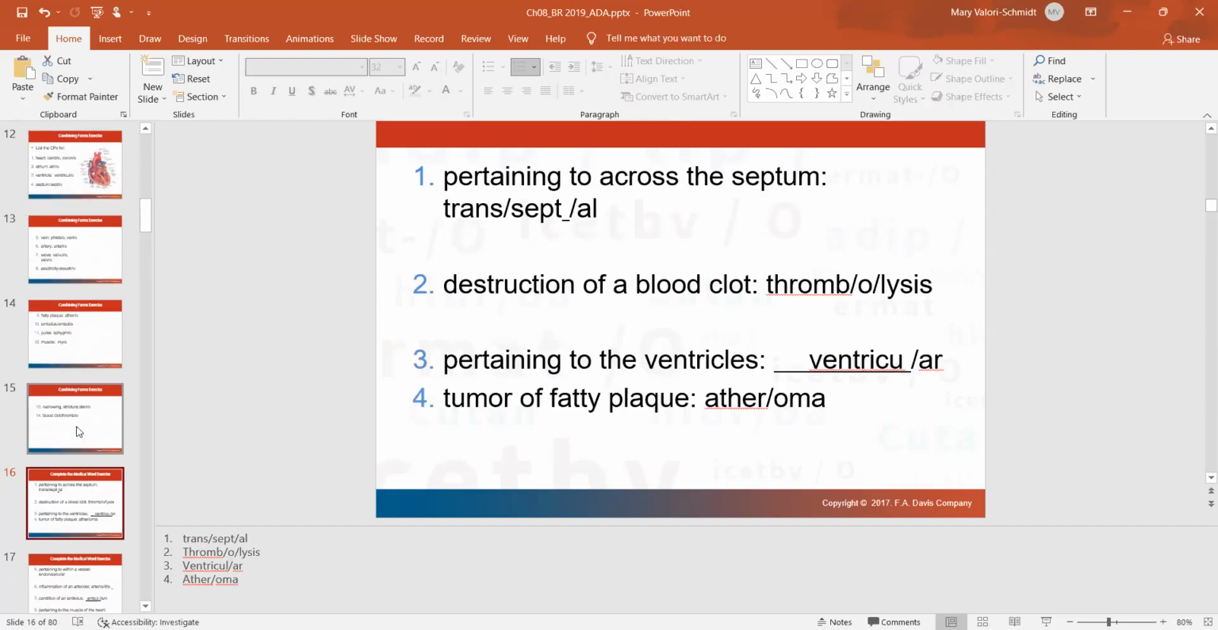Pertaining to across the septum, so across that dividing portion of the heart, would be transseptal. See how we put that word together? Trans meaning through or across, and then septal pertaining to the septum. Anything that gets destroyed is lysis. So destruction of a blood clot would be thrombolysis. Pertaining to the ventricles, ventricular, and then tumor of fatty plaque. Fatty plaque is athero, and then a tumor is oma, atheroma.